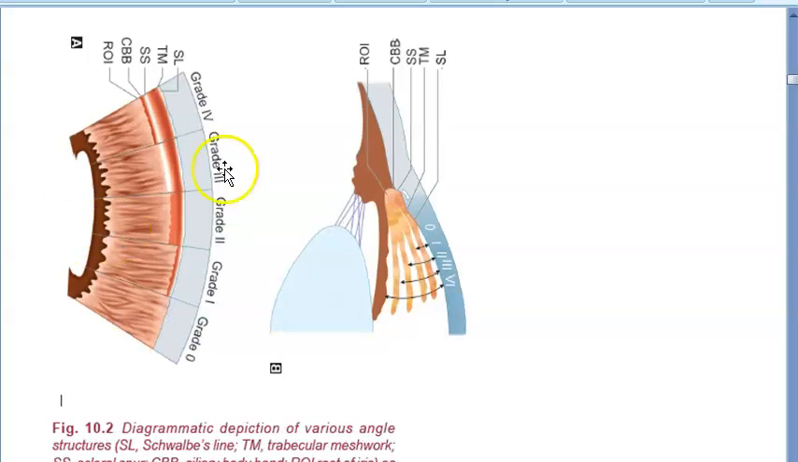Then we saw how to check for the angles, right? When you see that from anteriorly, you will see Schwalbe's line, trabecular meshwork, scleral spur, ciliary body band, then root of the iris. Basically, if you can see four structures, these four, not the root of iris, it will become grade 4. This angle will never close. Even if you can see 3, it will never close. But if you can see 2 or 1, it can close.